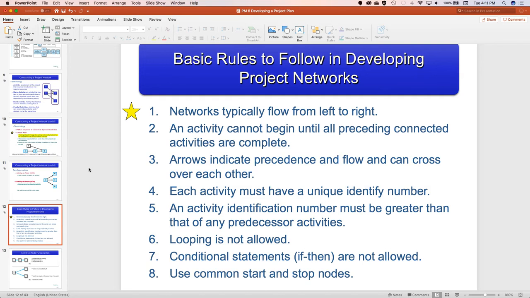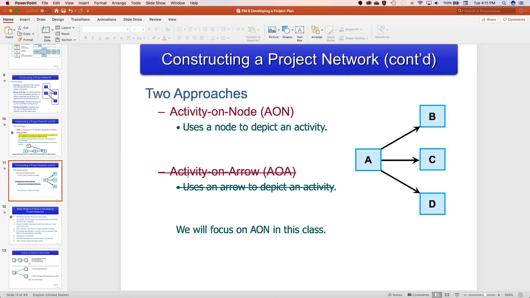Okay. So you want me to go back to 11? Did you have a question about that one, Cole? So I crossed it out because we're concentrating on activity on node. I'm not going to go through the rules for activity on arrow. Does that answer your question? That's right. You don't need to know that.